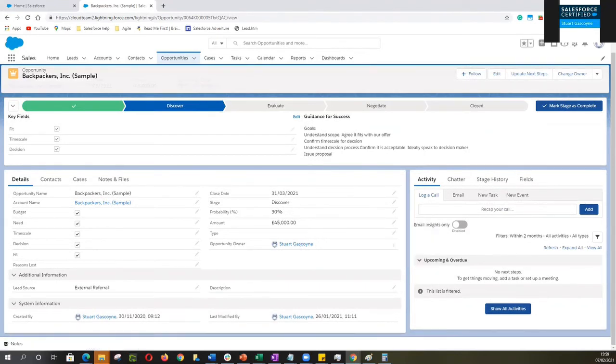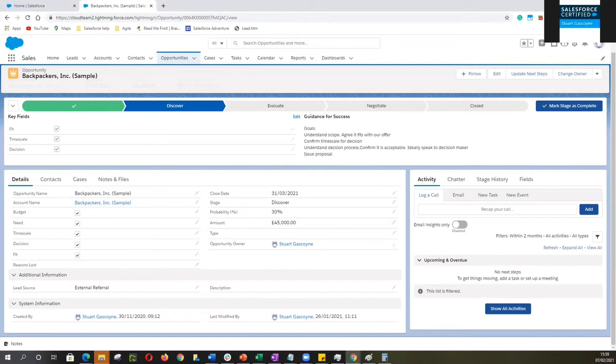The third criteria is the decision criteria. And that means that we understand the decision process. Who is involved in it? What are the factors that will be considered? And ideally, that we've actually spoken to the decision maker. Although for some smaller projects, it may be, in my case, that we can rely on a gatekeeper such as an administrator to obtain the decision for us.